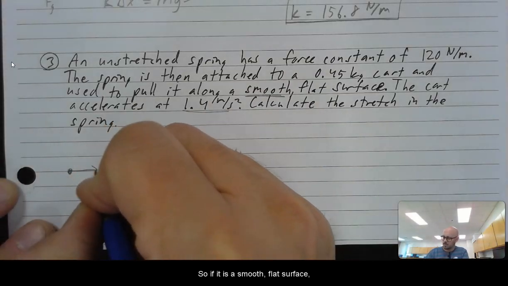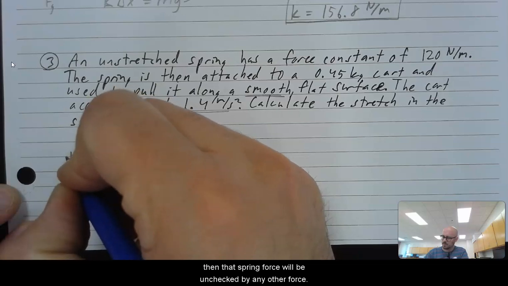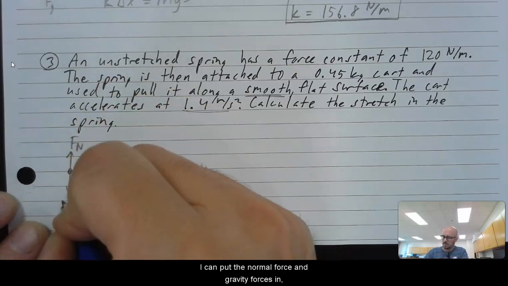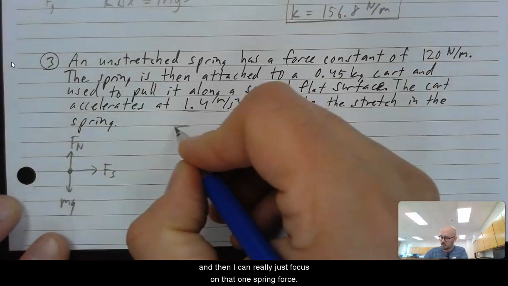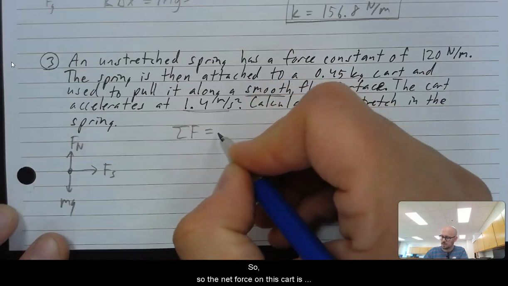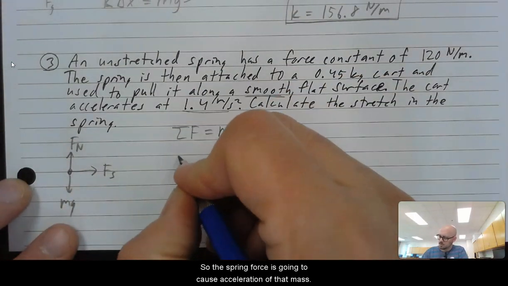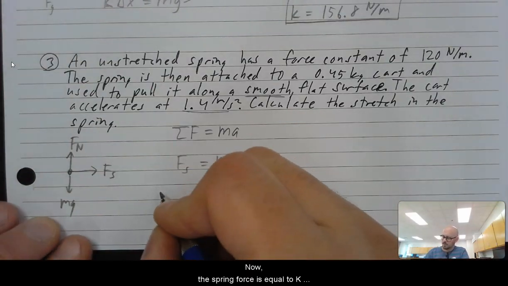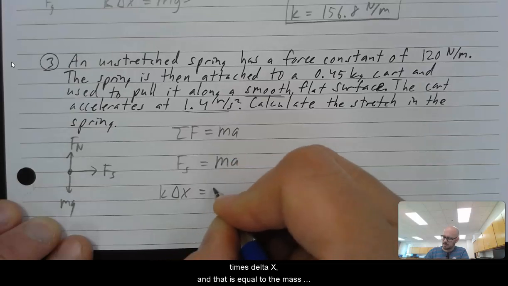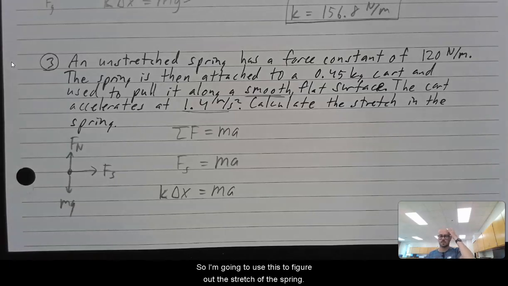So if it is a smooth, flat surface, then that spring force will be unchecked by any other force. If I want to complete my free body diagram, I can put the normal force and gravity forces in, and then I can really just focus on that one spring force. So the net force on this cart is going to be just due to the spring force. So the spring force is going to cause acceleration of that mass. Now the spring force is equal to k times delta x, and that is equal to the mass times the acceleration. So I'm going to use this to figure out the stretch of the spring.